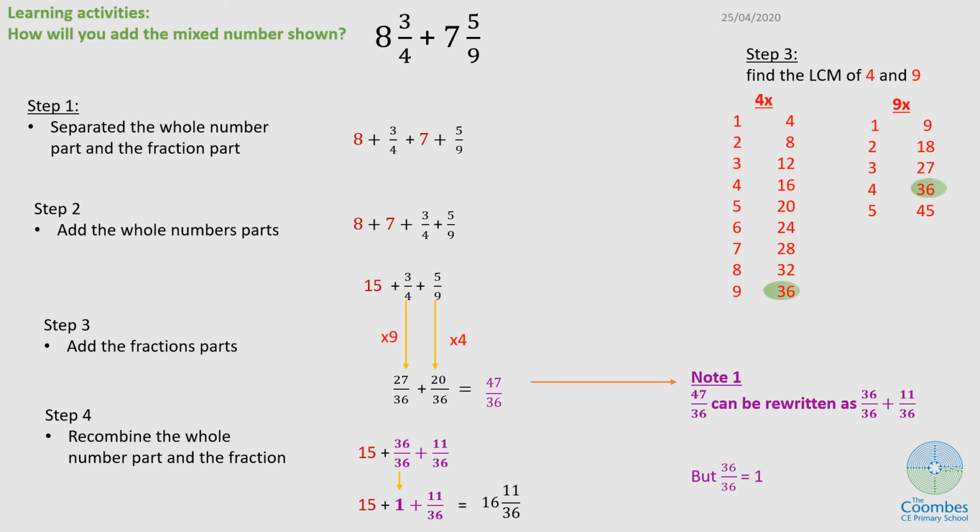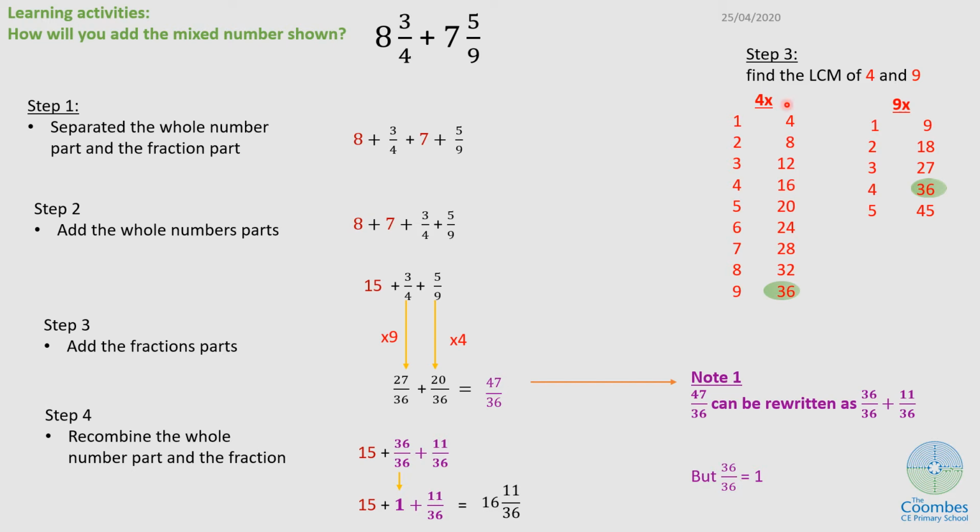Now the second step is to add the whole number parts. If I add 8 and 7, I'll get 15. Then I'm going to add the fraction part. Now to add the fraction part, we have to use previous knowledge. So I can see there are different denominators, 4 and 9. So I'm going to find the lowest common multiple, which is called the LCM, of the 4 and the 9. To do that, I'll find the multiples of 4 and also the multiples of 9.